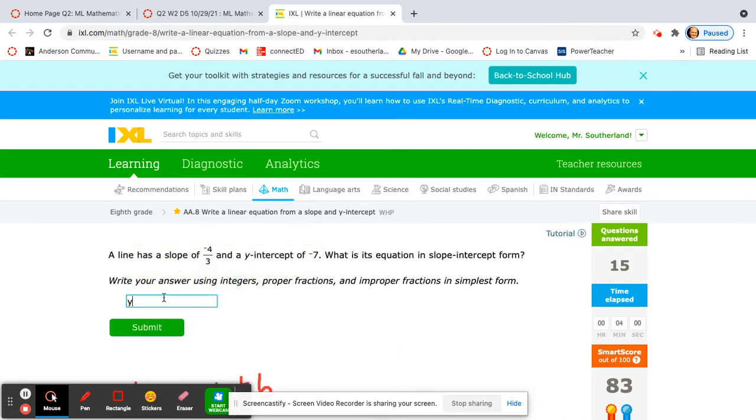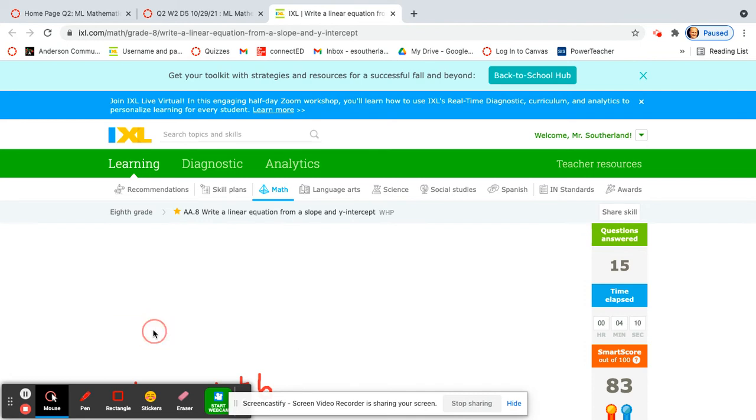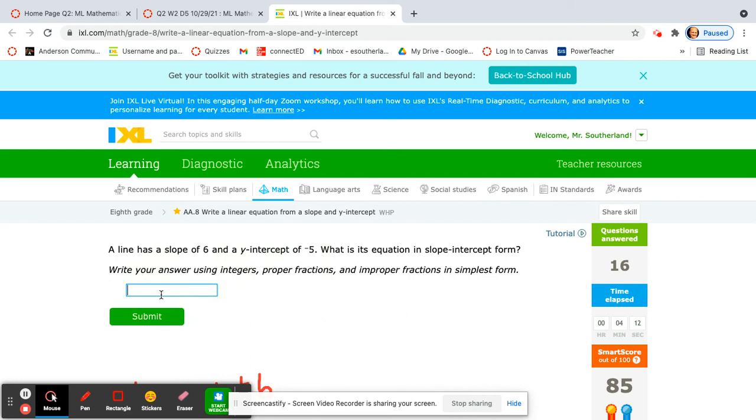Again, we start out y equals. It says the slope is negative 4 over 3. We put the x, and then it says a y-intercept of negative 7. Again, you always start out y equals. The slope is 6, x, and then an intercept of negative 5.